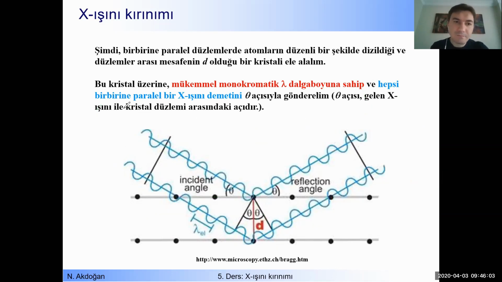So we think that this incoming X-ray beam is monochromatic. What is the meaning of monochromatic? It means that we have a single wavelength, okay? And all X-rays are parallel to each other, okay? We send X-rays with some certain theta angle here. You can see that angle. And they are reflected with some certain theta angle.